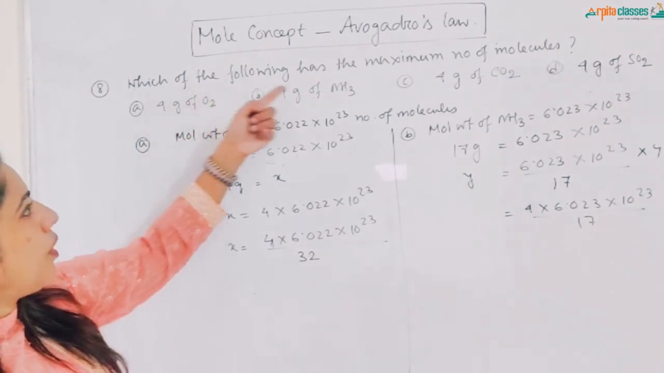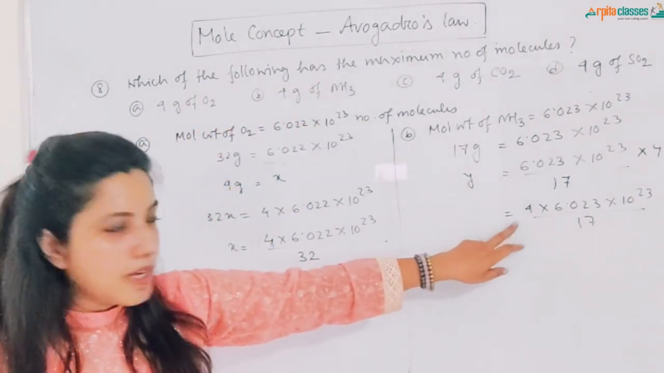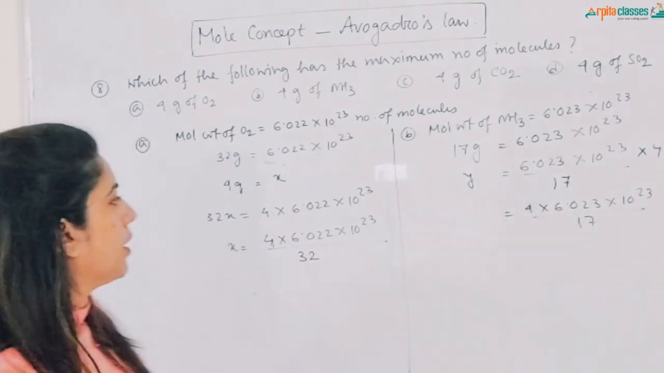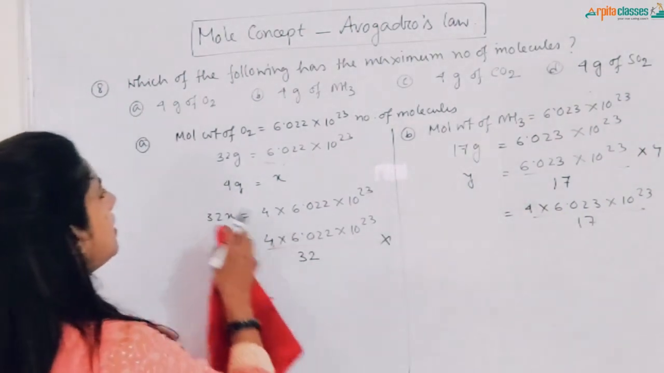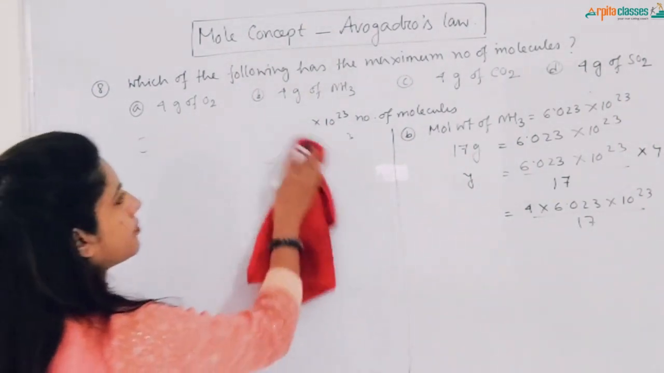So they are asking which of the following has the maximum number of molecules. So definitely this is not it. Here this has already more number of molecules. So cut this, let us see the next one, that is C part. Okay, C part.